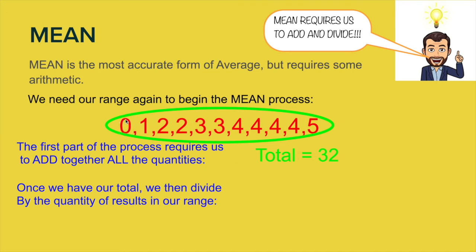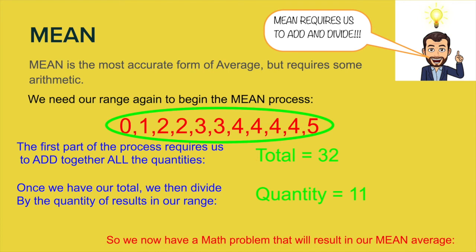This includes the zeros. Okay, so there's 1, 2, 3, 4, 5, 6, 7, 8, 9, 10, 11. Okay, so our quantity is 11. There are 11 results. So we now have some numbers to work with, okay, to find our mean. So I'll just repeat that quickly again. You first add all the numbers together, okay, and then you need to know how many numbers there are, okay?